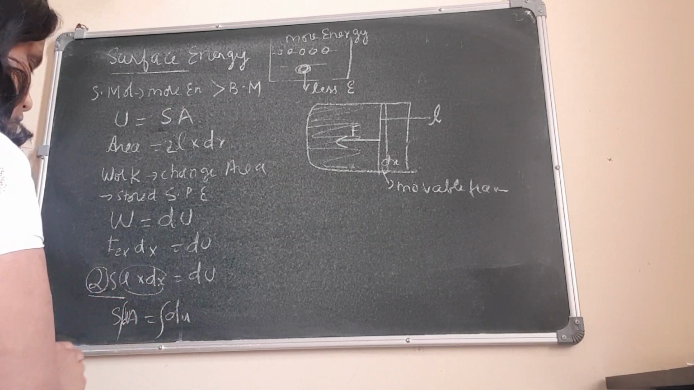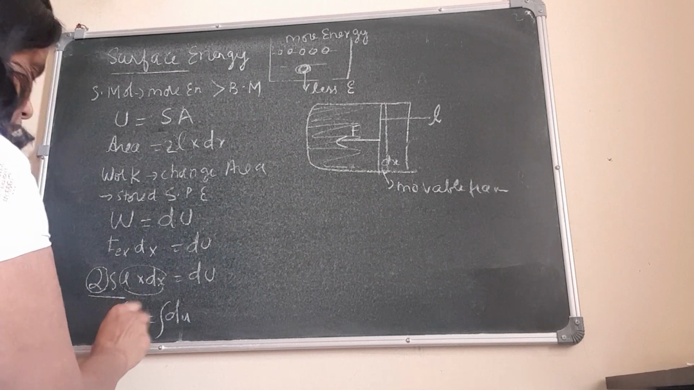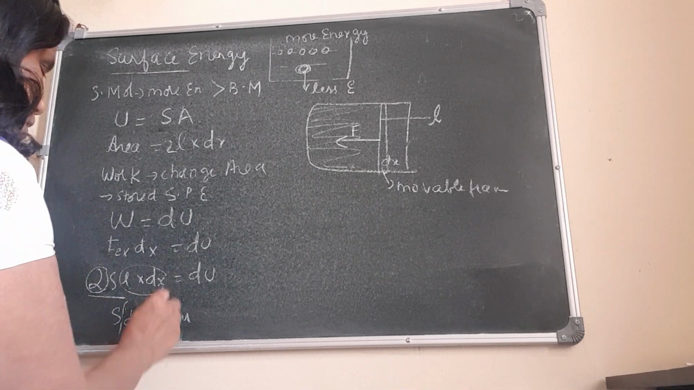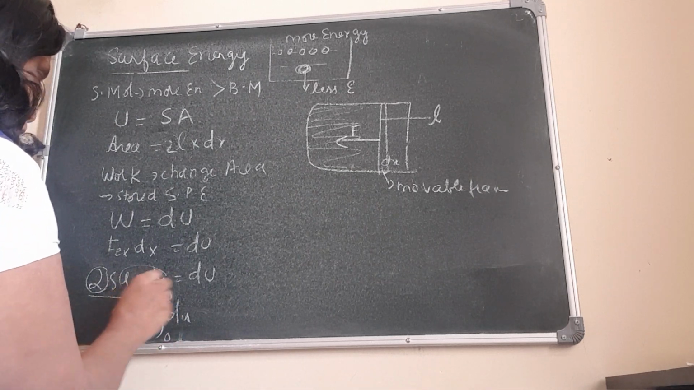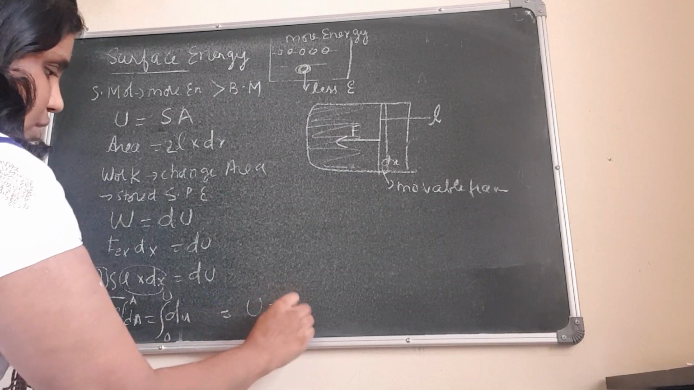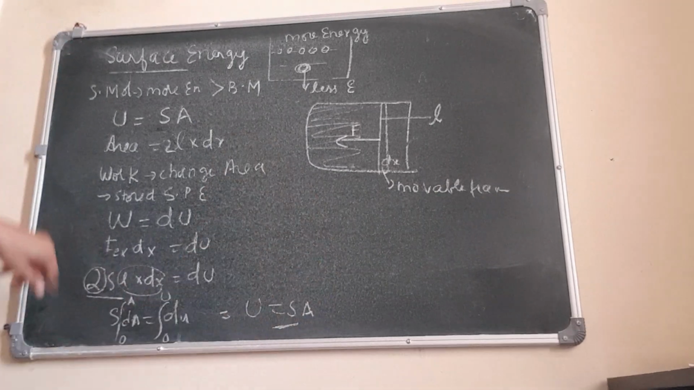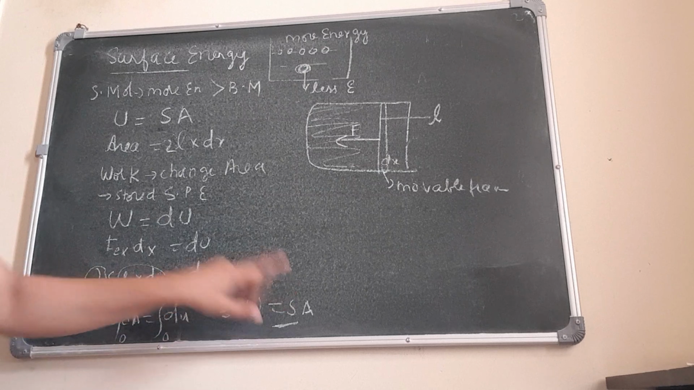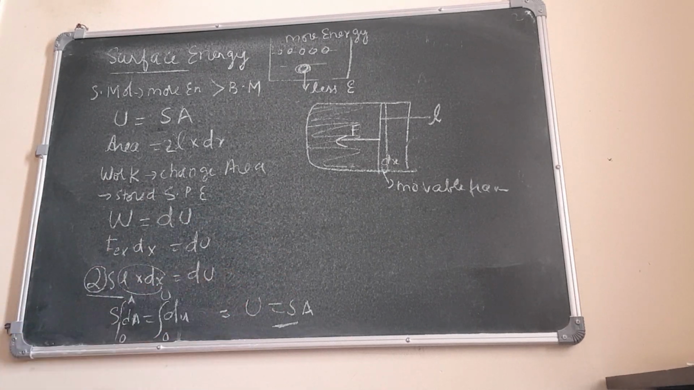So if I integrate on both sides, this is dA. Alright. If I integrate on both sides from 0 to a, I will be getting U is equal to S into A. S is the constant, and the summation of dA is nothing but the total area. So this is the expression to calculate the energy of the surface molecules.